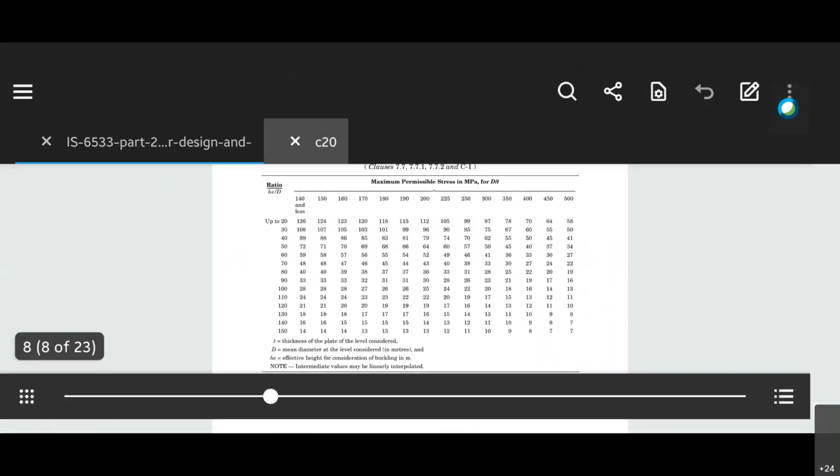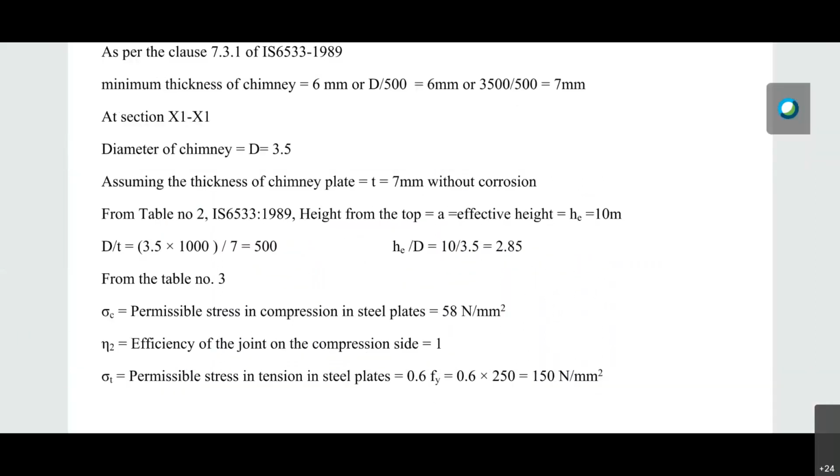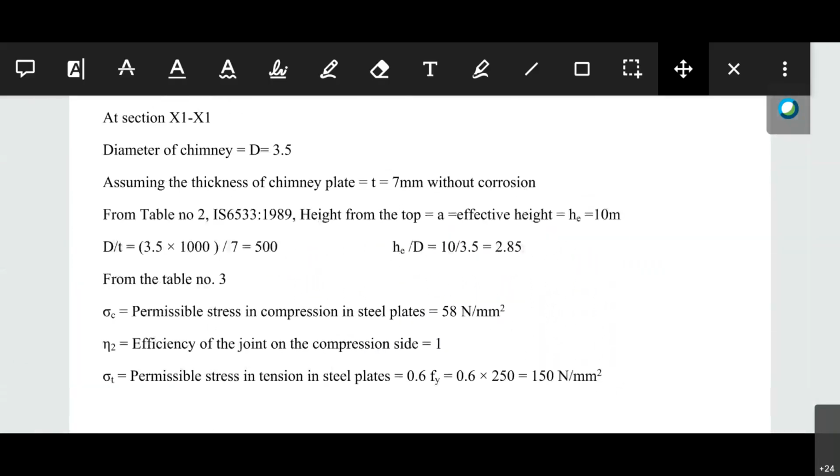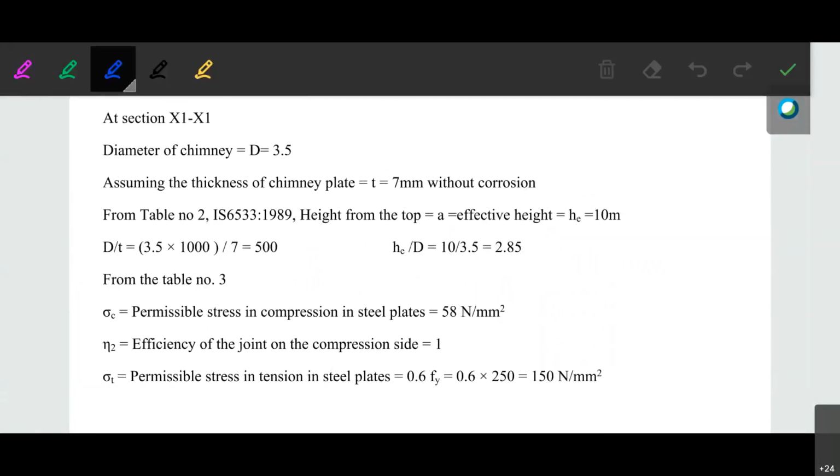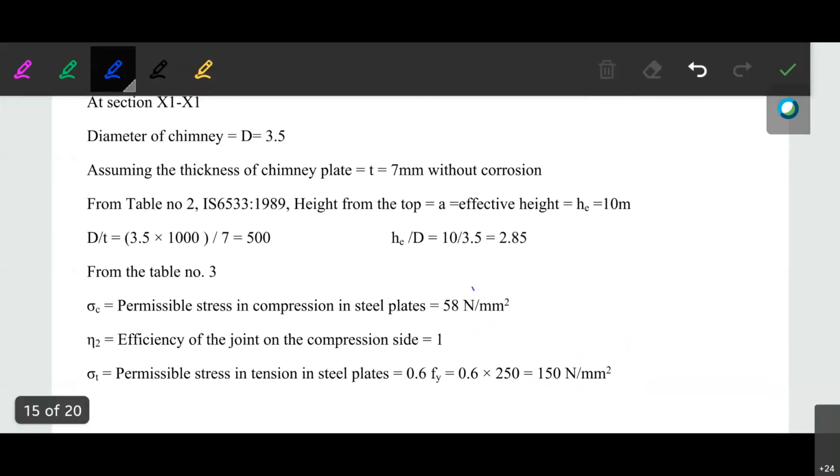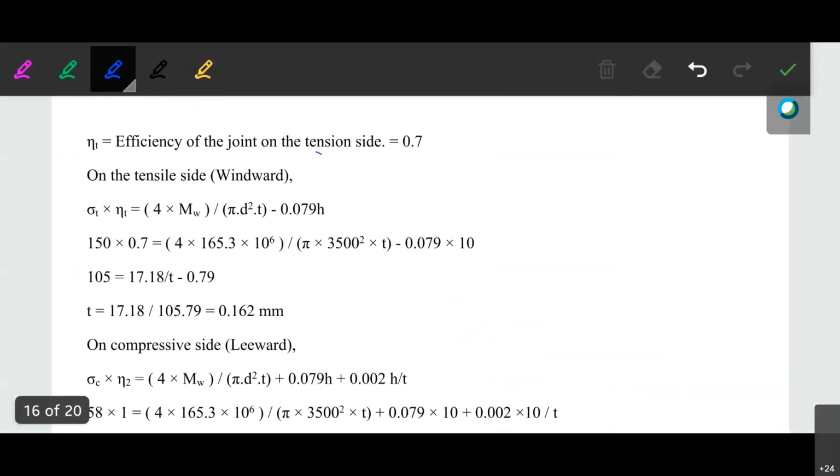Once we get this value, we know the permissible stress in compression, and the efficiency of the compressive joint will obviously be 1. The permissible stress in tension in the steel plates will be equal to 0.6 fy, therefore 0.6 multiplied by 250, which gives 150 Newton per mm square or MPa. Similarly, the efficiency of the joint on the tension side, as we saw in the previous lecture, should be equal to 0.7.